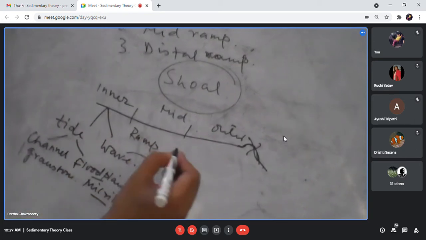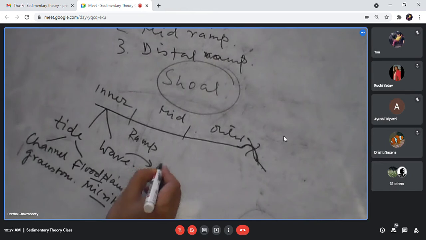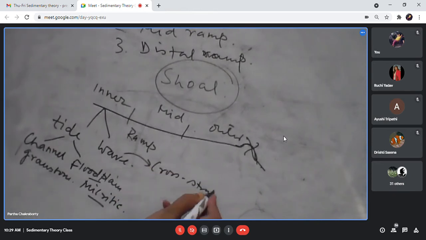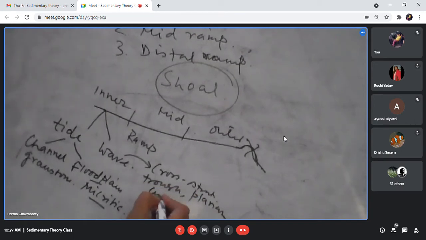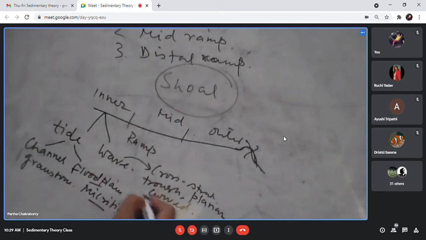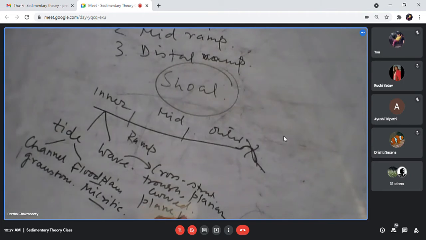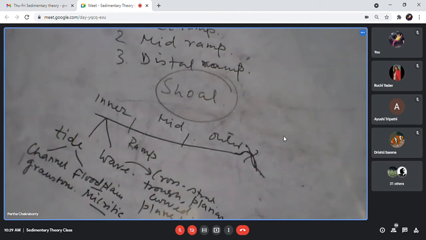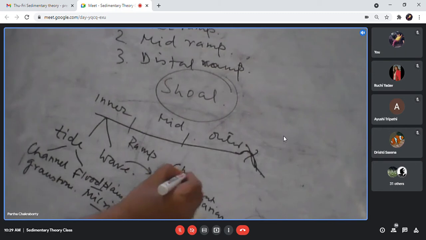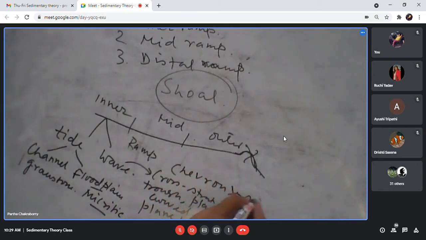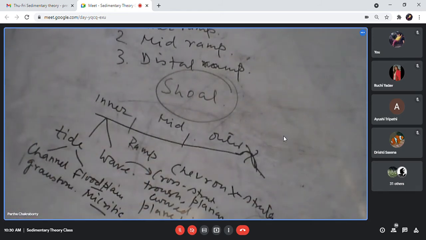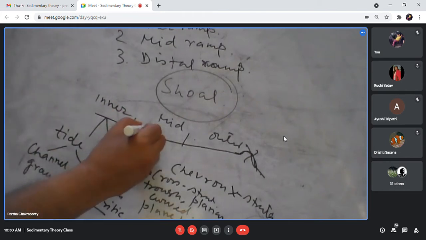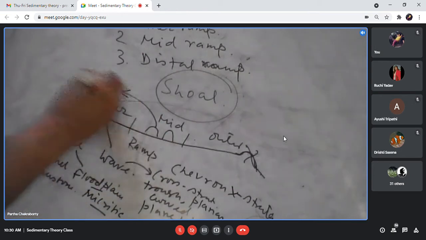If you have a wave, how do you identify that? That is the cross-stratifications, which can be trough, planar, curved, all these cross-stratifications. You can also have the plane laminated ones. And you can also have the chevron cross-stratification. All these indicate the predominance of the wave. Okay, then I may have the presence of shoals.